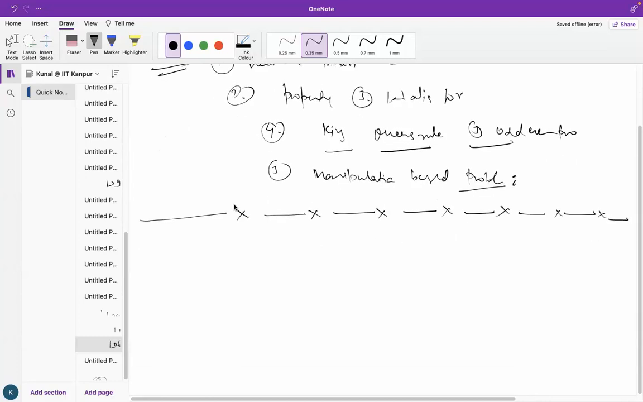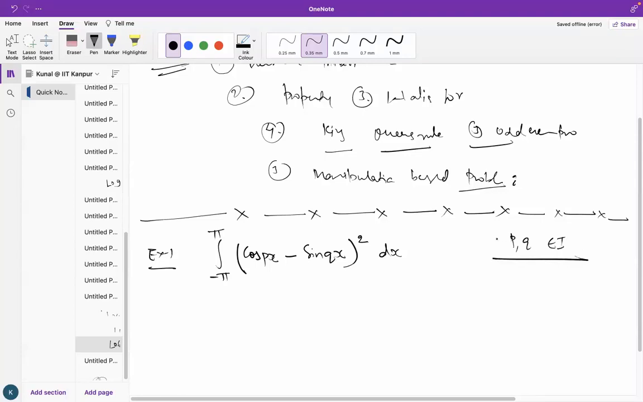So let's begin today's lecture with some basic problems based on the properties which we already read in our previous class. So let me take the first question of the day, which looks like this: we have to integrate from minus pi to pi, cos of px minus sine of qx, whole square dx. Right. I hope you all understand, where p and q belong to integers. So this is our problem.